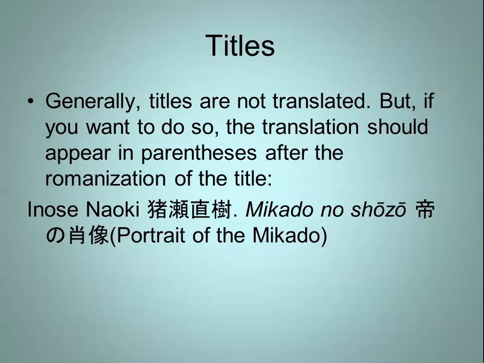What about titles? Generally speaking, titles are not translated. They're transliterated, they're Romanized, but they're not translated. There are some people who really want to do that and want to translate a title. If you decide you're going to do it, then you should be consistent, which means if you do one, you've got to do them all, right? And the translation should appear in parentheses after the romanization of the title. So a bibliographic entry might appear something like this: Inose Naoki. In this case, by the way, Inose is the surname and Naoki is the given name or the personal name. And then the title, Mikado no Shouzo, and then the kanji, and then in parentheses, portrait of the Mikado.